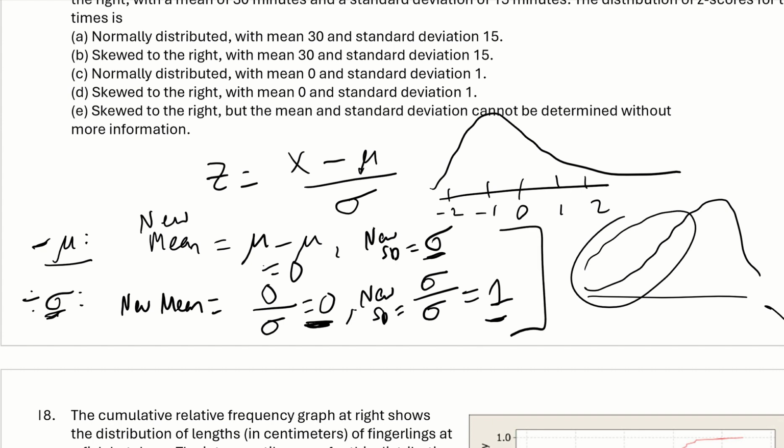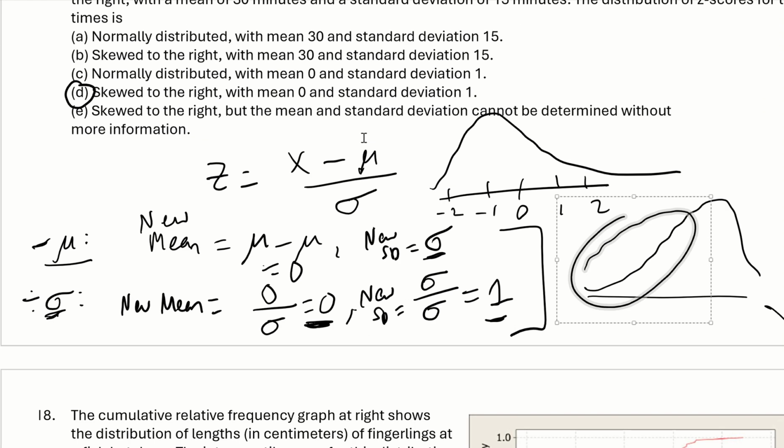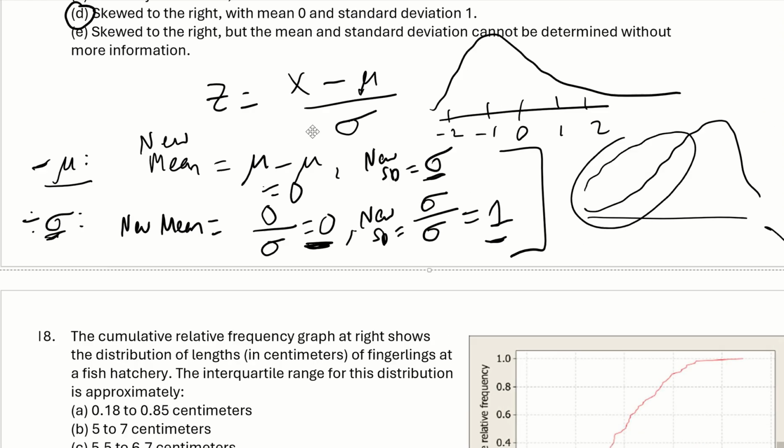Now the shape is going to stay the same. So it's got to be skewed to the right with a mean of 0 and a standard deviation of 1. So the answer has to be D. Again, go back and review transformations. That was chapter 2, lesson 1, if you need a refresher on that.